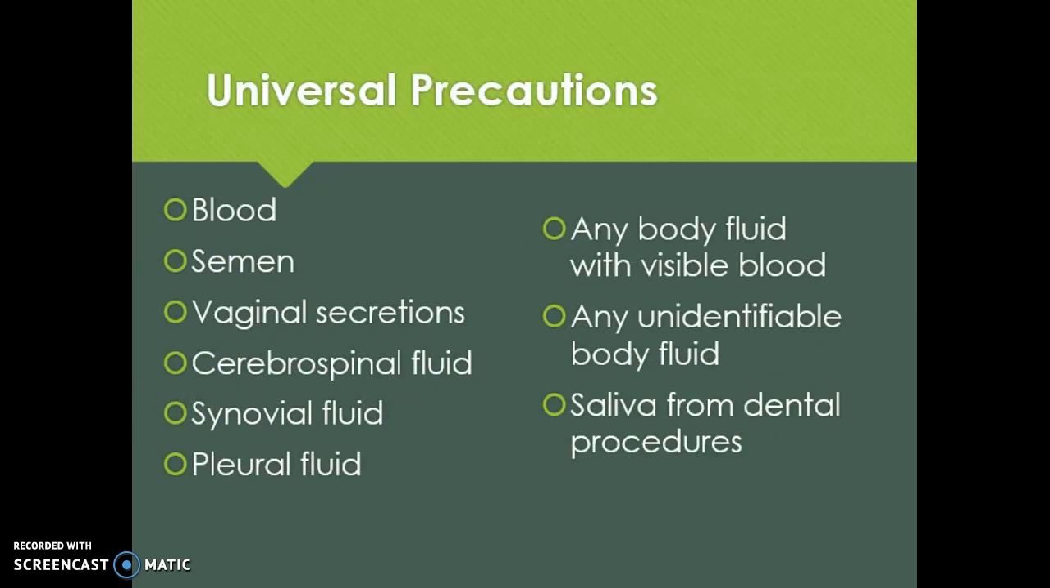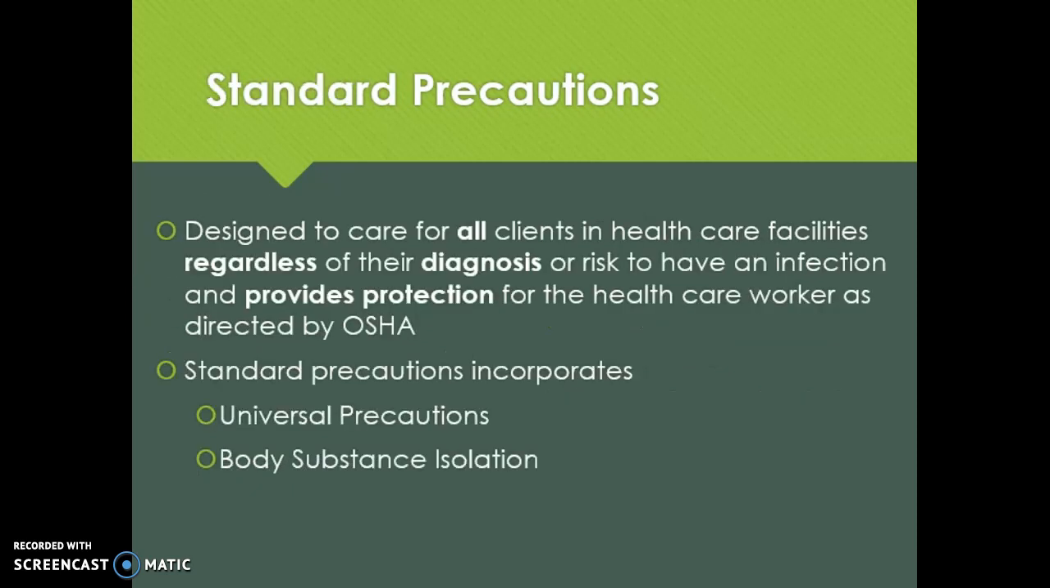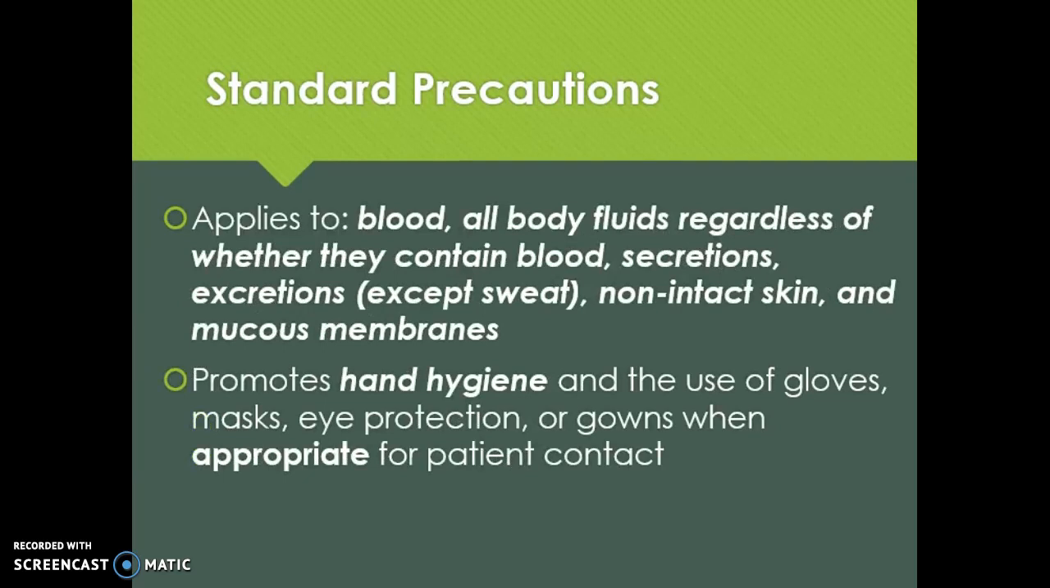Universal precautions, we've been over this. This protects you from blood, semen, vaginal secretion, cerebral spinal fluid, anything that can ooze out of the patient's body you want to be protected from, and that's what universal precautions are for. Standard precautions are in facilities, and again, a standard precaution would be wearing gloves to do any kind of procedure or touching the patient.